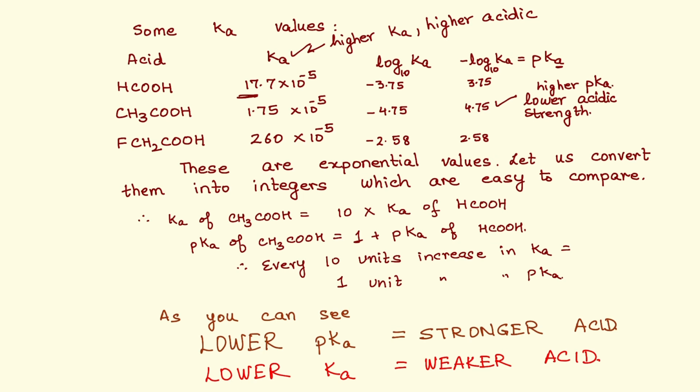Does that make things clear? See here, we said methanoic acid is greater than ethanoic acid. Look at the pKa values. The pKa value of methanoic acid is lower than the pKa value of ethanoic acid. Okay, let's compare acetic acid and fluoroacetic acid. Tell me which is a stronger acid, 4.75 or 2.58? Yes, absolutely. Lower the value, higher the acidic strength.